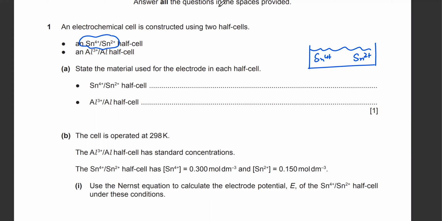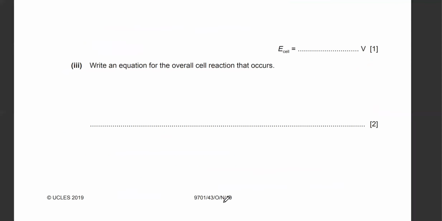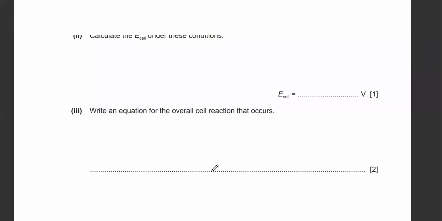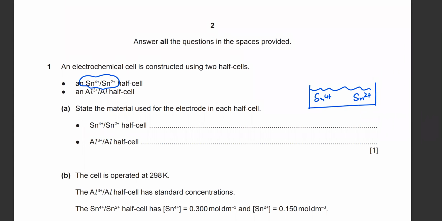They would both be added into the beaker. Just to remind you that this is paper October/November 1943. So they would both be part of the solution.